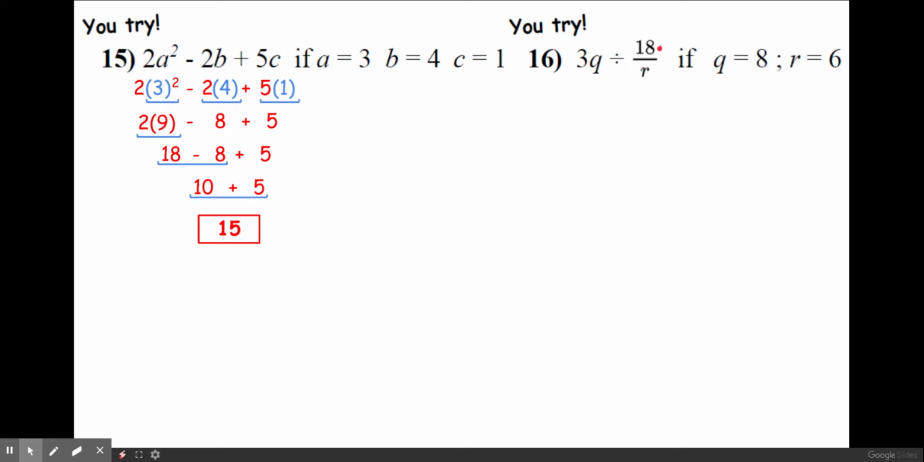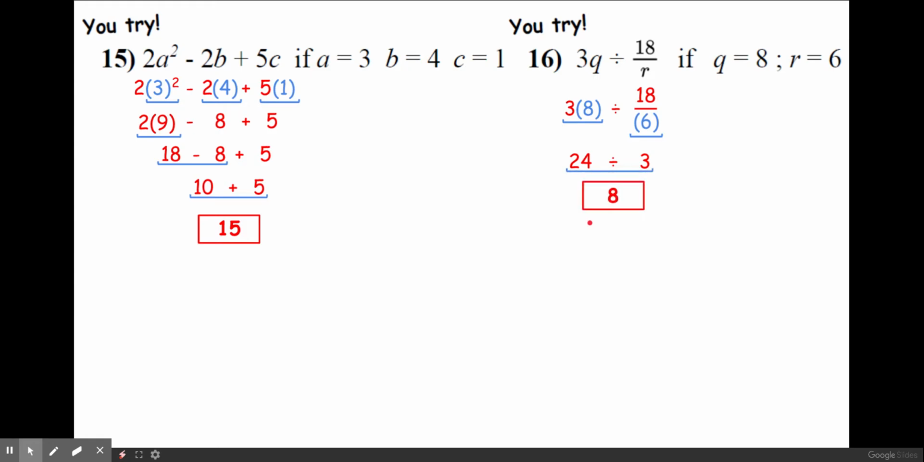3q divided by 18 over r, if q is 8 and r is 6. So bring down the 3, q is going to be 8, divided by 18 over r, which is 6. So we can deal with both of these terms separately, actually. 3 times 8 is 24. 18 divided by 6 is 3. Bring down the division symbol. 24 divided by 3 is 8.